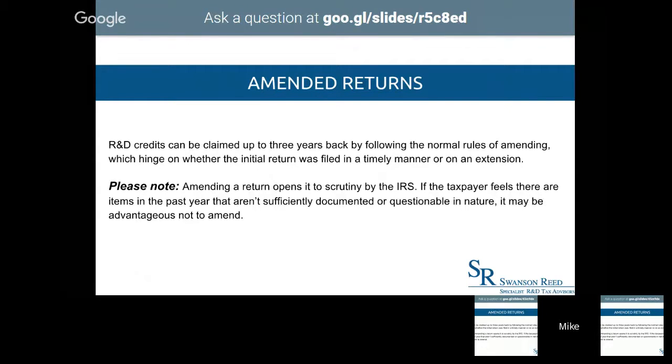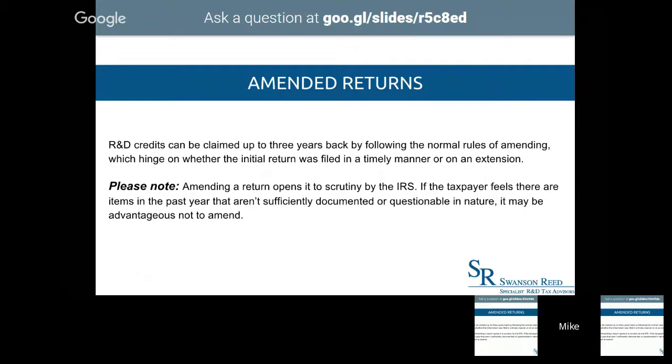If you file a timely filed return, which is the initial due date, then the 3-year mark is the initial due date. However, if you requested an extension, then the 3-year mark is the date that the return was actually filed. So there are fine little nuances there, but generally speaking, returns can be amended up to 3 years back. So you could go back and claim 3 years of R&D credits from the past.